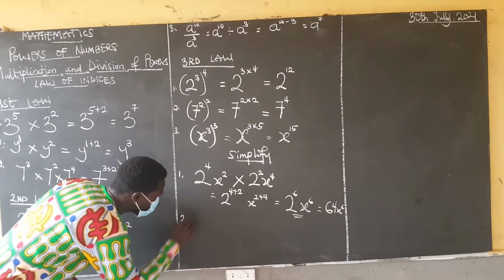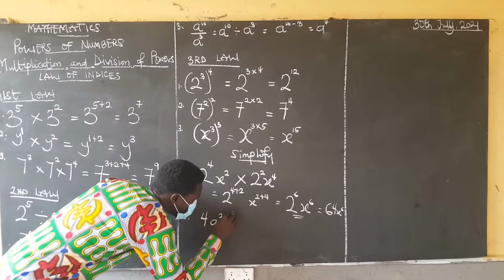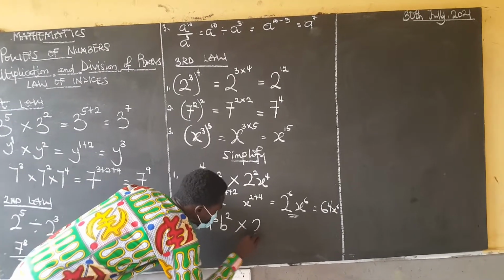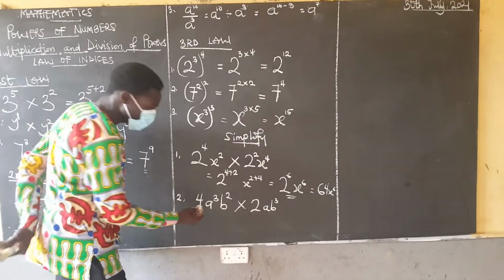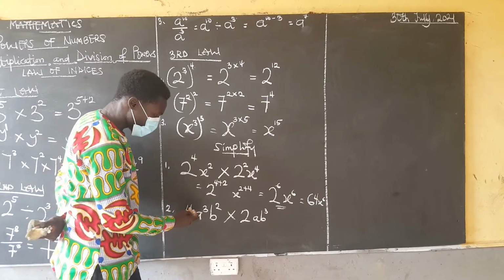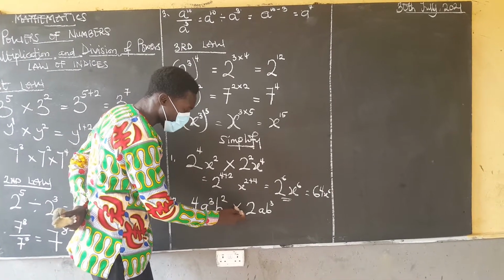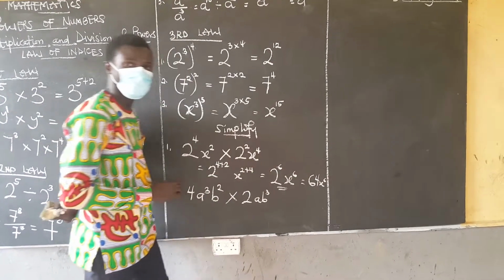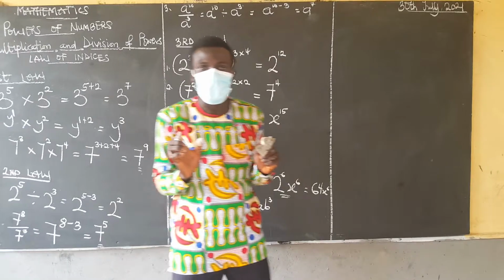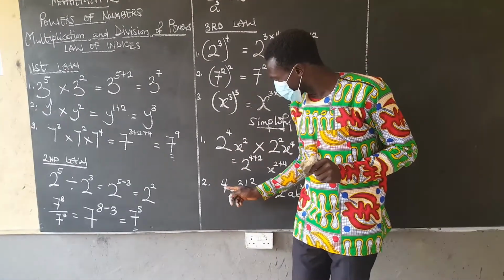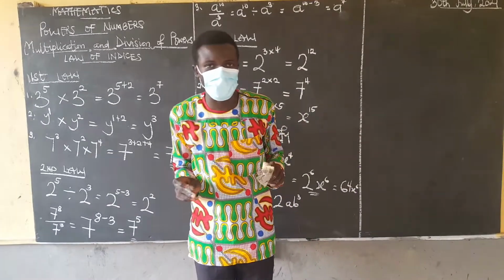Let's look at the second example. We have 4a cubed b squared times 2ab cubed. You are being asked to simplify this. Now when you look at the numbers here, the numbers are not the same. Because the numbers are not the same, you multiply 4 times 2.